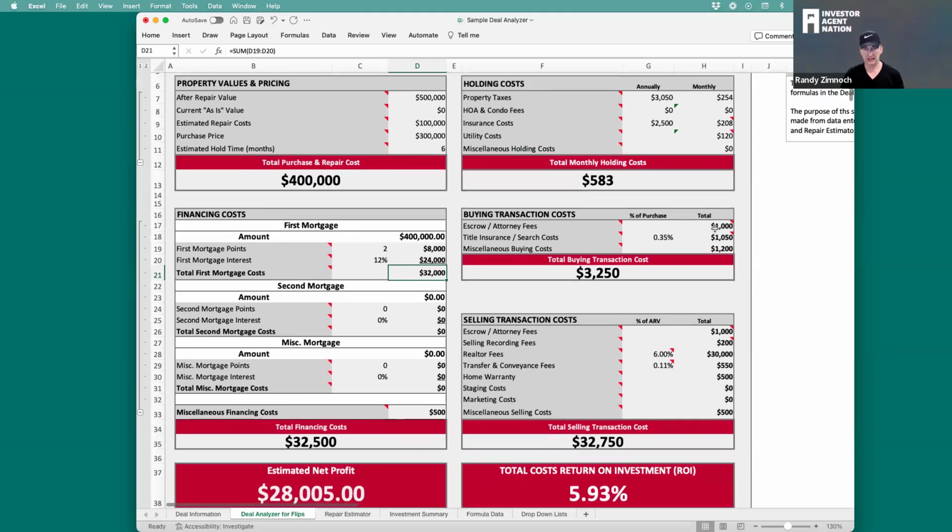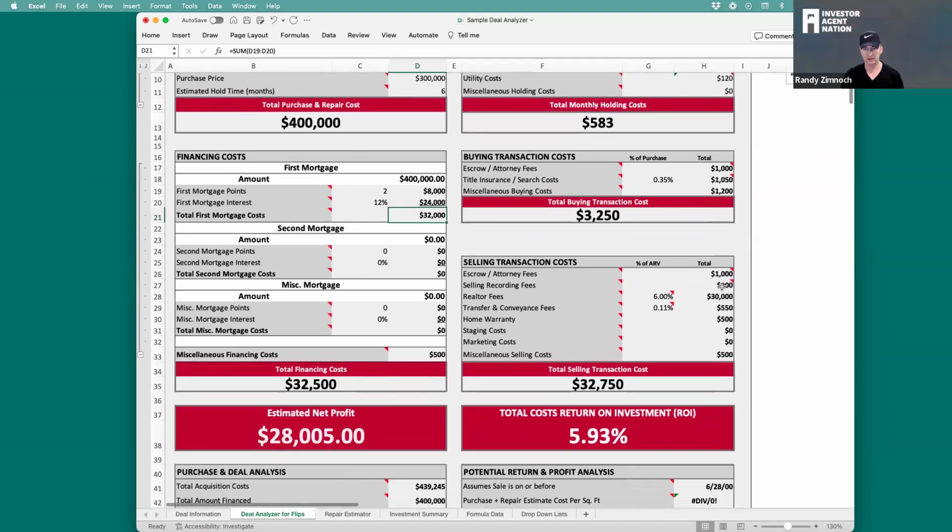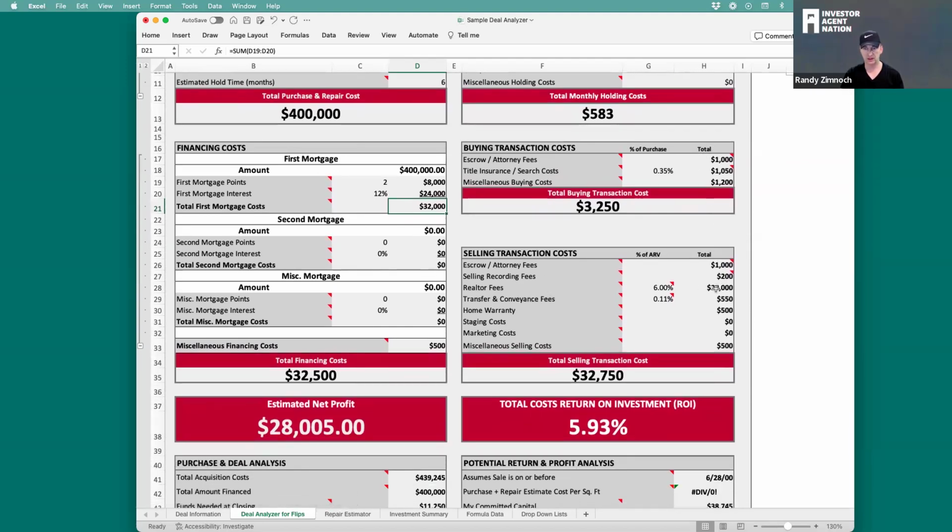And then you got your buying fees that we entered. So all of this gets carried over and calculated on this end. Here's your realtor fees, 6%, that's 30,000, if we sell it for 500,000. Here's your transfer conveyance. All the numbers that we've put in, including some of the calculations, again, get transferred over to this final sheet that you're looking at right now, okay?